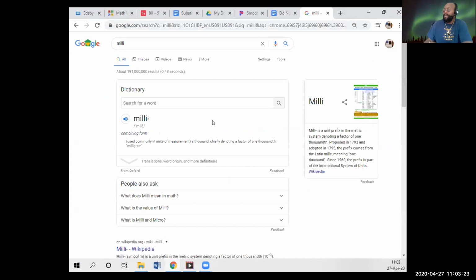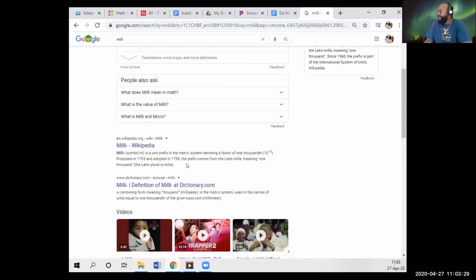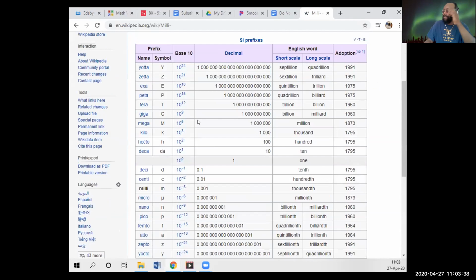So that's the beginning of what we have. Milli. No, this is not what I want. This is close, but it says it right there. So that's 10 to the -3. Try not to use wiki, but this is a great view of what I was trying to show you earlier inside the physics book. So what is milli?